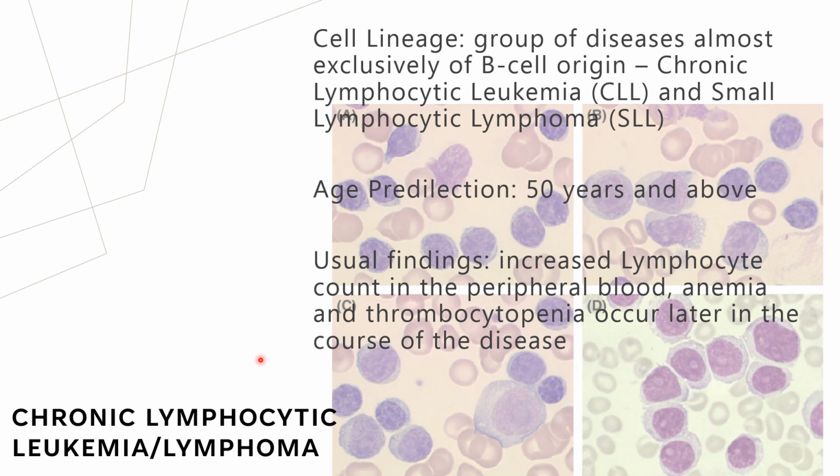Next is the chronic lymphocytic leukemia or lymphoma. So the cell lineage in this CLL is almost exclusively of B cell origin, and age predilection is higher than ALL, which is 50 years and above. So the usual finding for CLL is increased lymphocyte count in the peripheral blood. The anemia and thrombocytopenia are not present early on in the diagnosis. They occur if the disease is in a later course or progression.